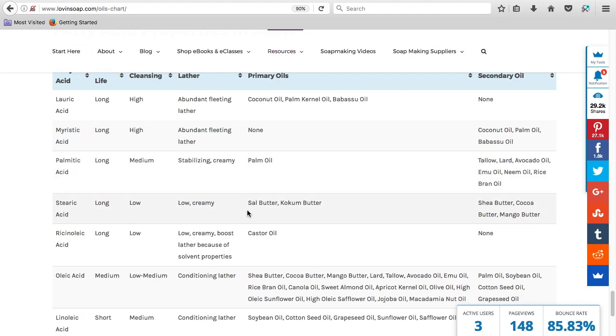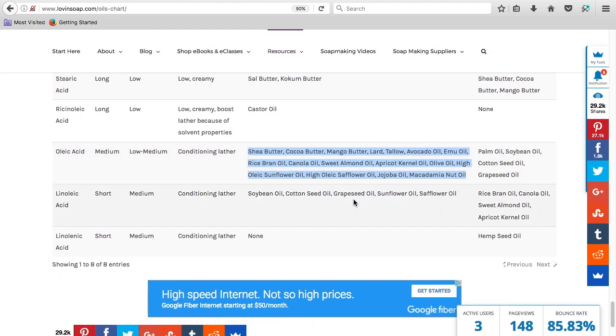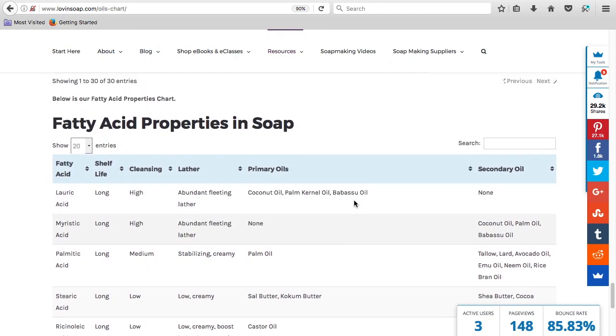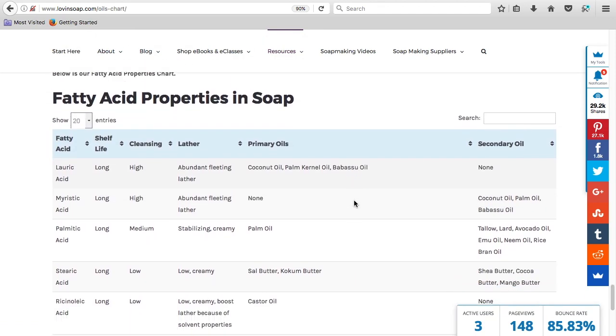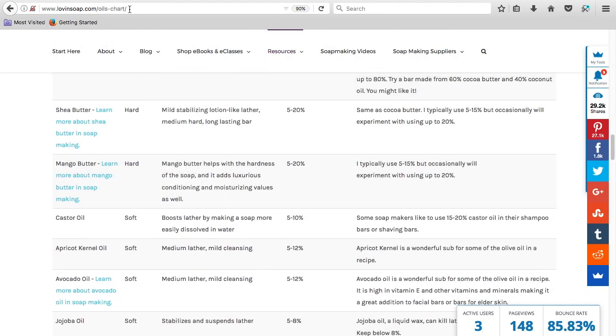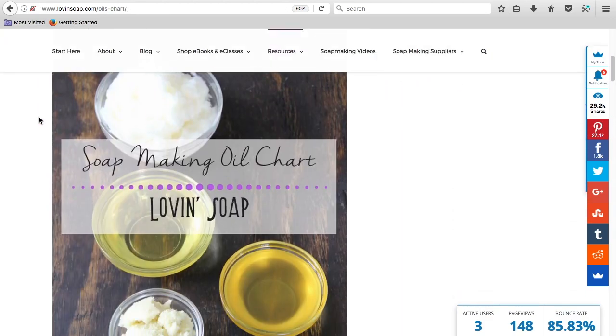Okay. And then here's that oleic acid again. There are so many oils that contain oleic acid, so it's pretty easy to find a substitution for those because there's a lot of choices. So hopefully this chart will help you when you are determining how to substitute an oil that you don't have. And again, it can be found at loveandsoap.com. Under resources, click on the soap making oil chart and this page will pop up.